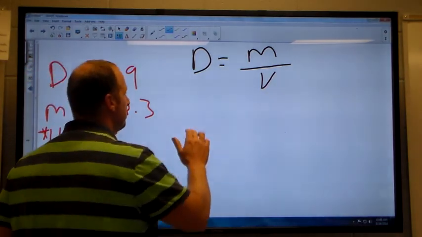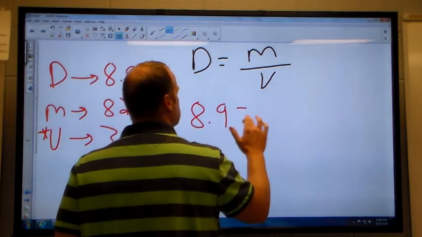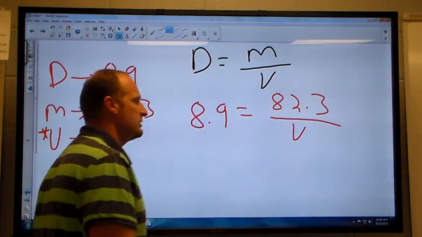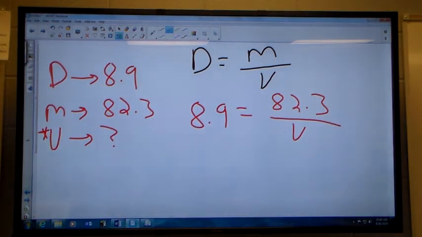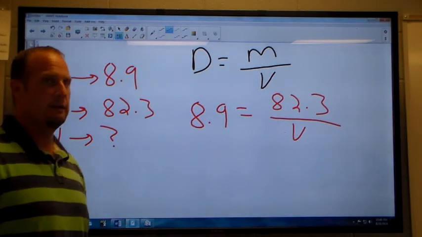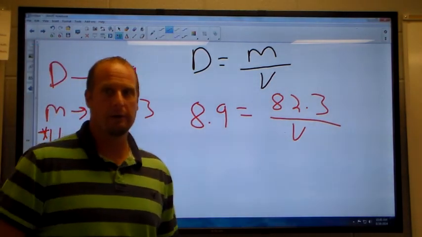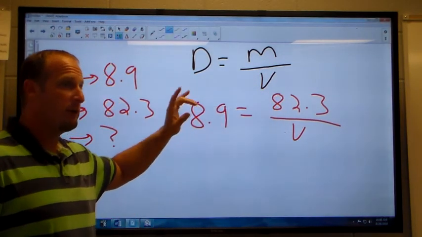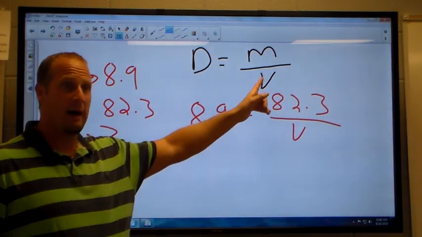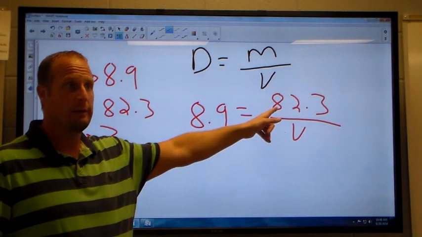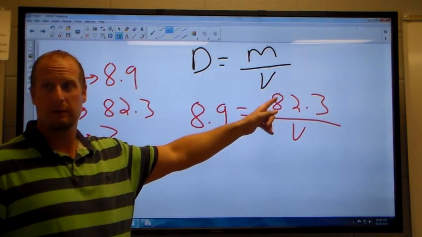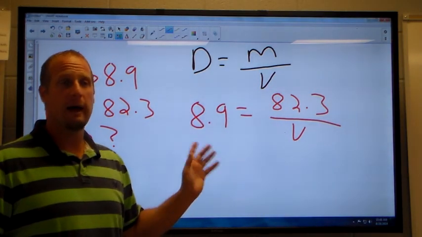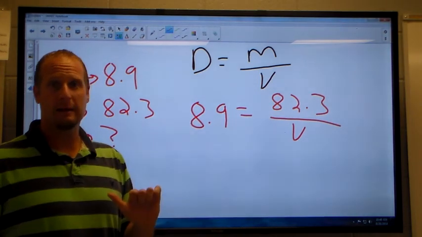So when we plug it in, 8.9 equals 82.3 over V. We've got to solve for V. Multiply by V on both sides. Most students here grab their calculator and take 8.9 and divide it by 82.3. Most students do that. That's a common mistake. You've either learned to cross multiply here or to isolate the variable. I learned to isolate the variable.